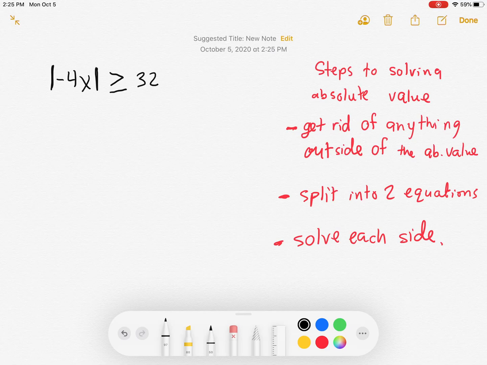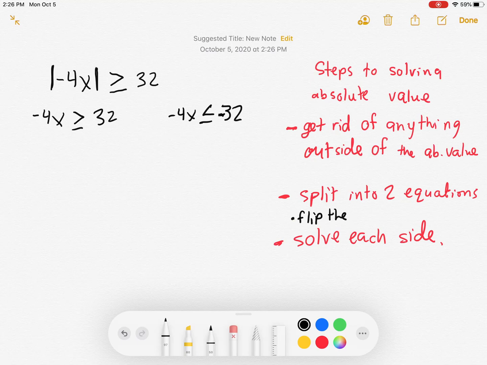We're looking at the problem here on the left. You see the absolute value of negative 4x is greater than or equal to 32. We don't have anything outside the absolute value, so that step is already done. Let's go ahead and split into two equations. We end up with negative 4x is bigger than or equal to 32, and negative 4x is less than or equal to 32, which we make negative. Notice, when we make this side negative, we have to flip the sign. That is probably the trickiest part about this.